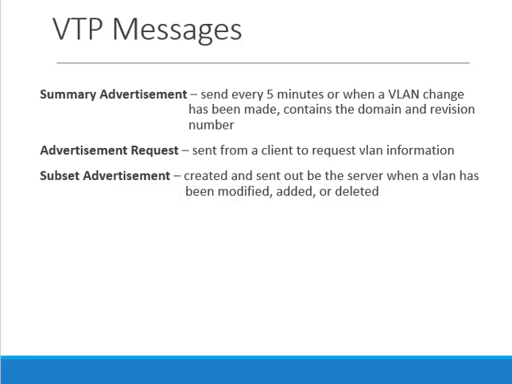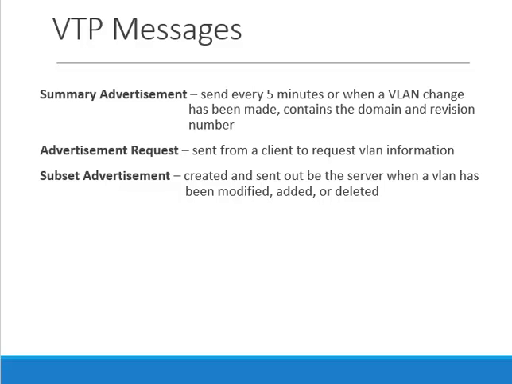Okay? So then the switch will send an advertisement request. An advertisement request is sent from a client to request VLAN information. So if a client is missing any VLAN information, it can go ahead and send an advertisement request. For example, if the domain name has changed or the switch has been reset, it can send an advertisement request. Then the server will respond with a summary advertisement and a subset advertisement.